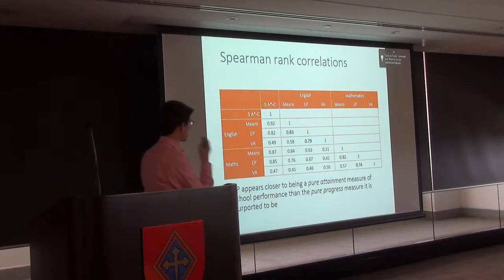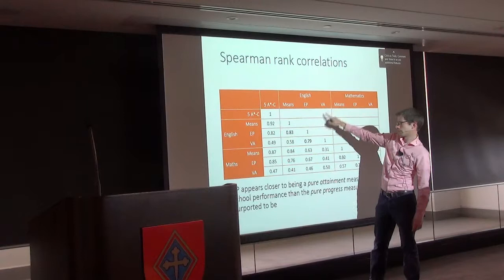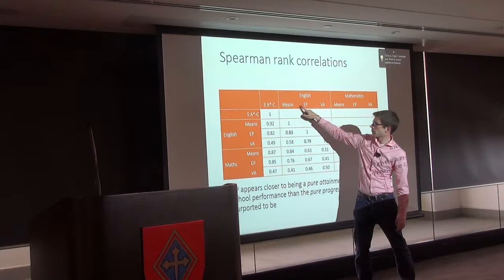So the interesting thing here is expected progress: how does it correlate with value added? For English, 0.79. So a pretty high correlation, right? How does expected progress correlate with simple averages, with no adjustment for prior attainment? 0.83.